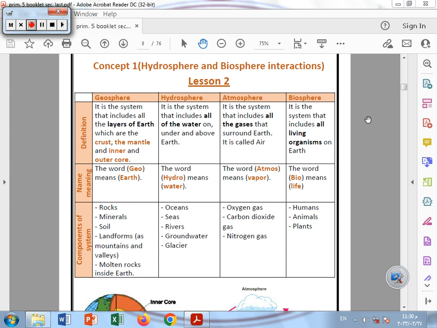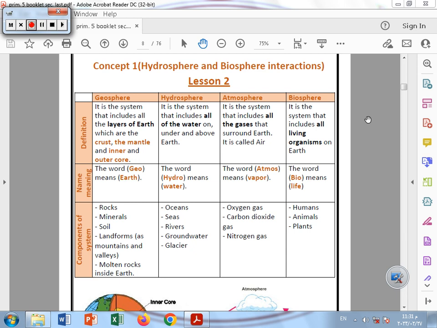And in the last lesson we said that we have 4 systems or 4 spheres on the earth. They are geosphere, hydrosphere, atmosphere and biosphere. And we said that the geosphere contains all the rocks, soils and minerals on the earth, and also all the landforms on the earth like the mountains and valleys.